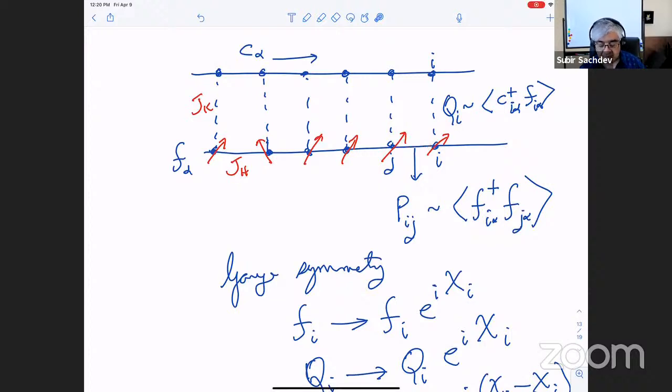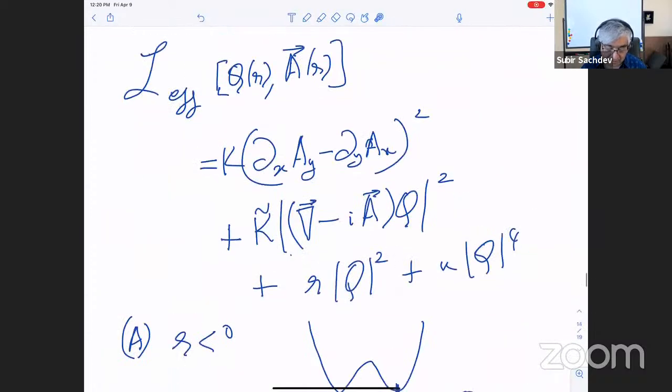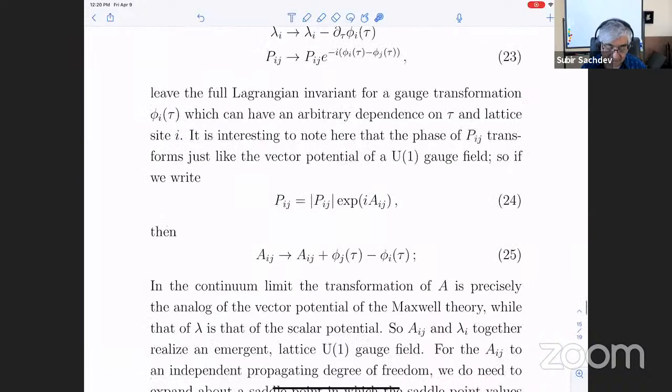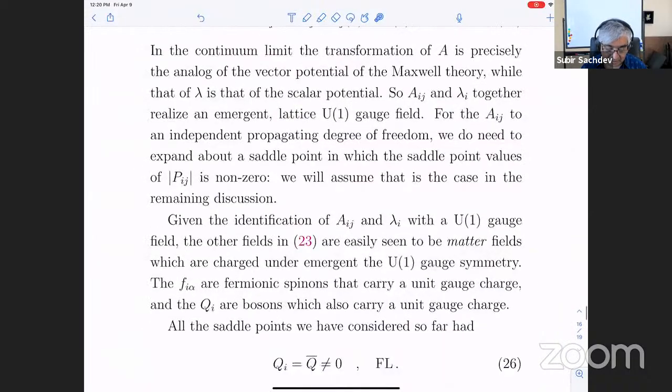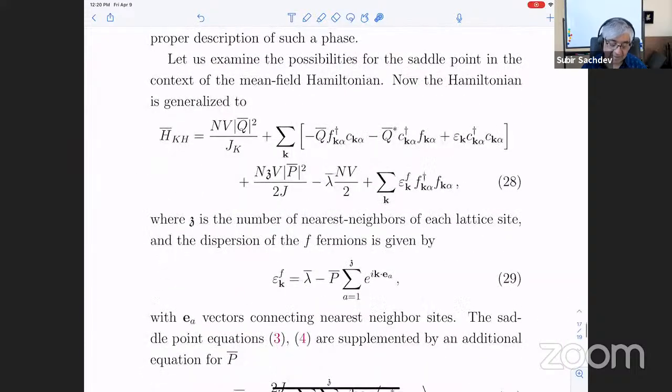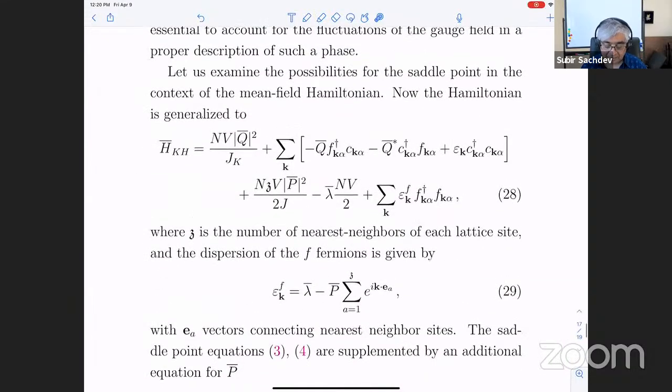All right. So I discussed a little bit about the gauge symmetry and the gauge structure. We'll come back to that. Let's just go ahead and first look at the equations that are satisfied by the Q_i and the P_ij. So you do this factorization. We'll come back to the gauge symmetry. I've already talked about it somewhat. And you get the Kondo-Heisenberg model.